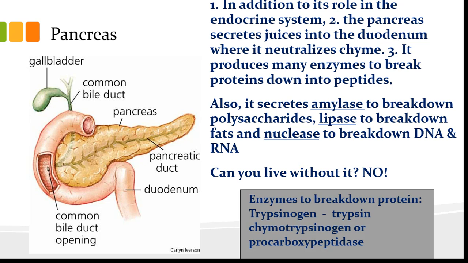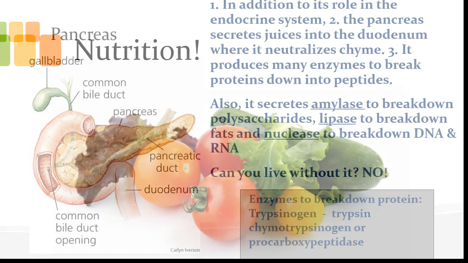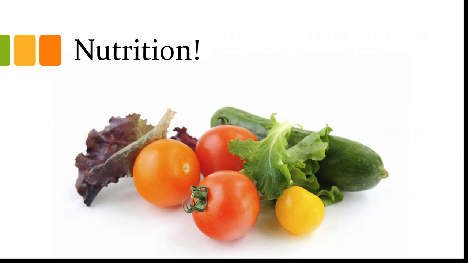All right, enzymes to break down the protein. Here are some names of them. We have trypsinogen to make trypsin, chymotrypsinogen, or procarboxypeptidase. Wow, that's a big one. All of those are being made in our pancreas. Oh, I thought I had more pictures. I guess when we talked about the immune system, we showed the pancreas, a little more of its anatomy. So you can go back and check that.